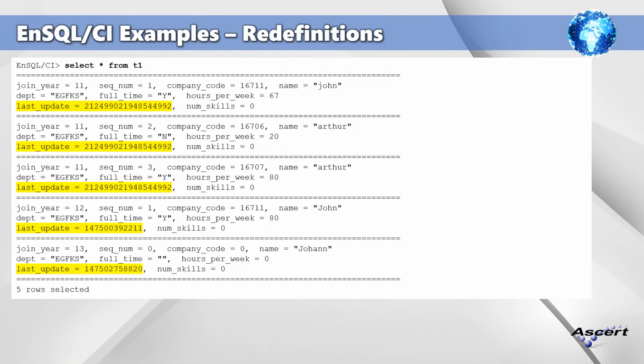Let's look at an output listing from an EnSQL CI session to get an idea of some other more advanced product features. We'll start with the data we've already seen. In particular, we're going to be looking at the last update field. In the original DDL, this was actually a group.